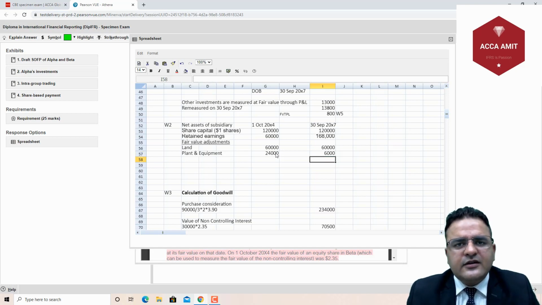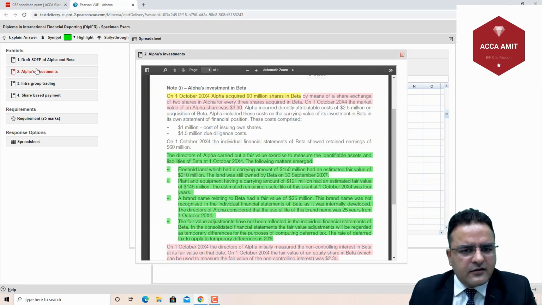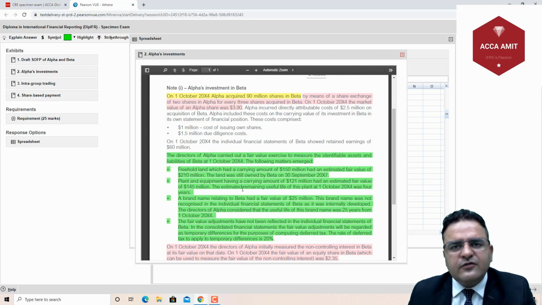So 3 years of depreciation have already happened on this plant and equipment. There's a total increase of 15 plus 9, 24, and with a 4-year life, that means 6,000 depreciation every year. 3 years have already passed, 1 year of depreciation is pending. Remaining life was 4 years, so this is the final year. So on the date of the balance sheet, 30th September 2007, the value remaining is 6,000.